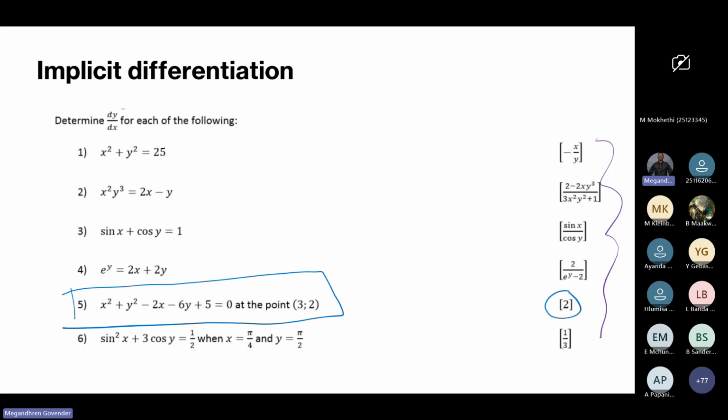Okay, so x squared plus y squared minus 2x minus 6y plus 5 equals 0. I don't know whether I can remember this, but I'll create a new slide. And let's see whether we can come up with something here. Right, new slide. Let's see.